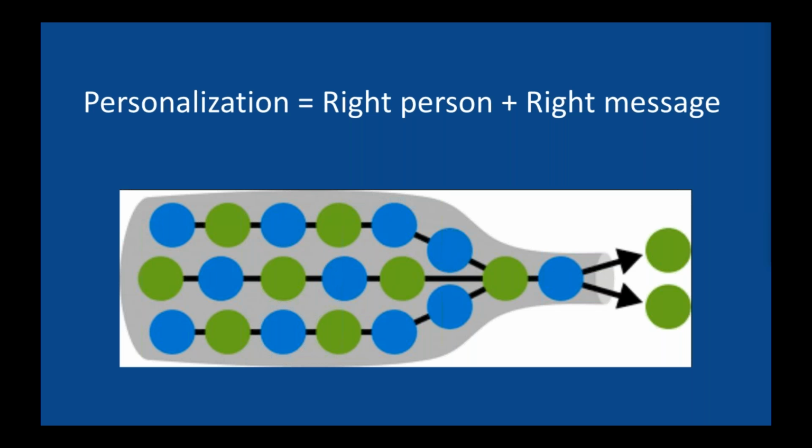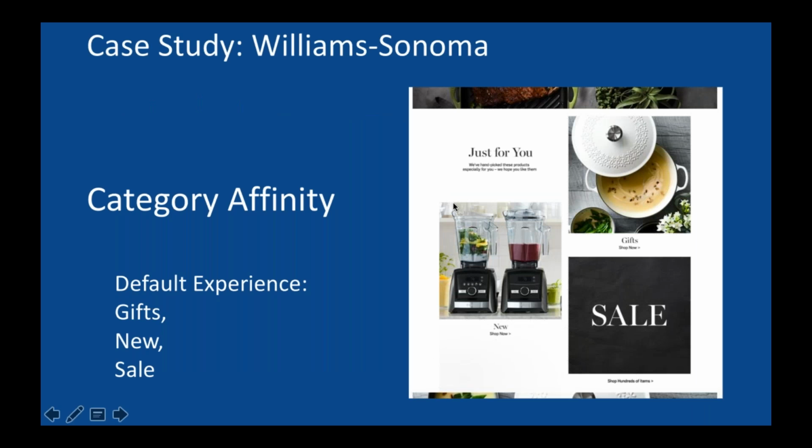So if we take a look at Williams Sonoma again, I continue picking on them. This is a real world example. So they have this section of their website, if you scroll down a little bit, called Just For You. And what Just For You is, it's actually category affinity. So as you browse Williams Sonoma, they have thousands and thousands of products, and they have thousands of different categories of products. So the default scenario here that Just For You will show is gifts from the gifts category, the new category, so they want to show you their new products, and things on sale.